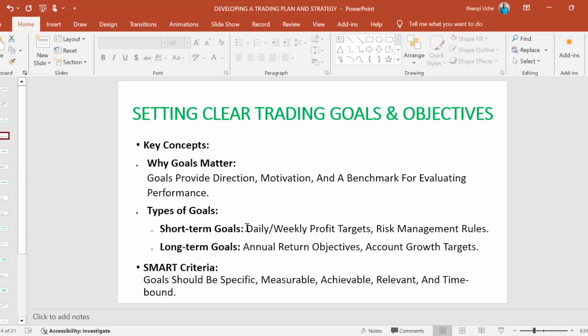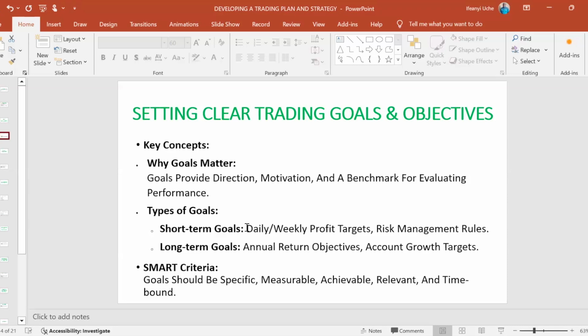So, why do goals matter? Goals provide direction. Goals provide motivation. Goals give us a benchmark for evaluating our performance. Without goals, it's just like a football match without goals. The players will keep on running around in the field without knowing who the winner is. Or you are doing a sprint race with no starting mark and no finish mark. It will just be an exercise in futility. So goals provide a benchmark for evaluating performance.